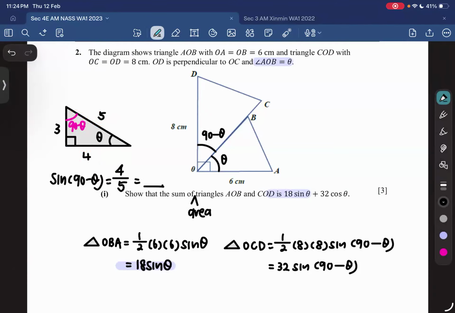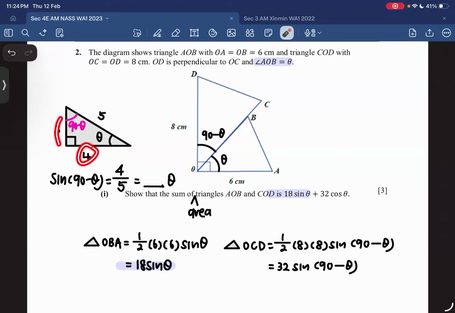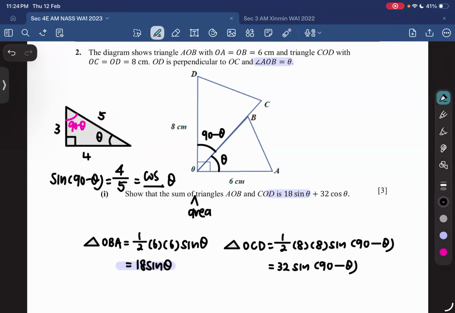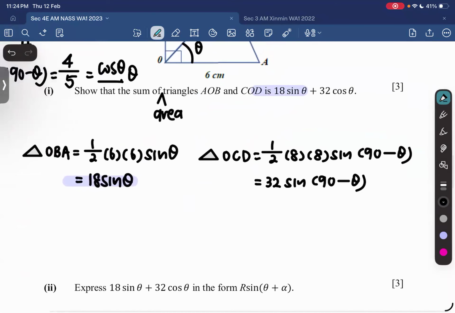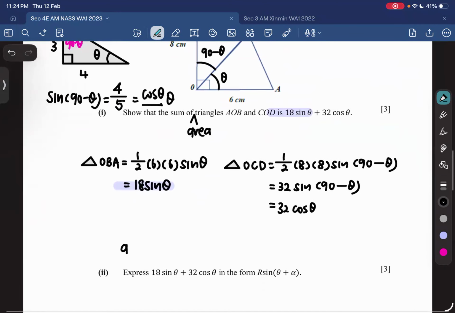How do I put it in something theta? I want 4 over 5. So this is the adjacent of this angle. So the understanding is, this is cosine. Okay, so this is the logic from here. You don't need to purposely memorize. You can actually see. If you don't understand, you tell me, okay? Then from here, you will understand that your area is 18 sine theta plus 32 cosine theta.